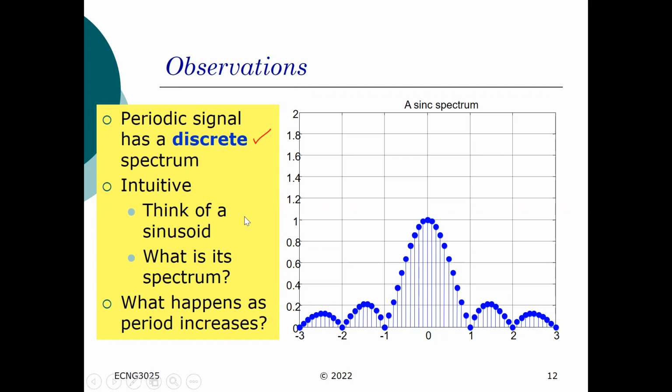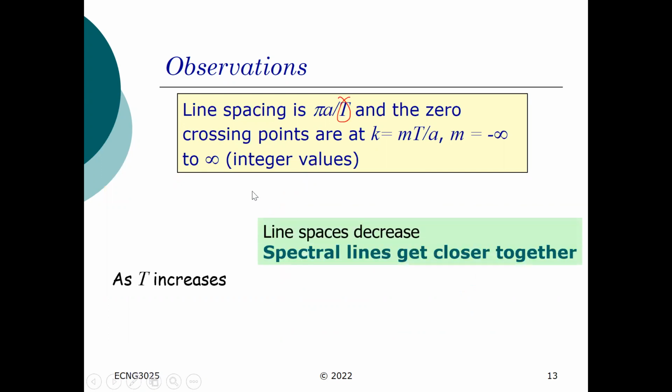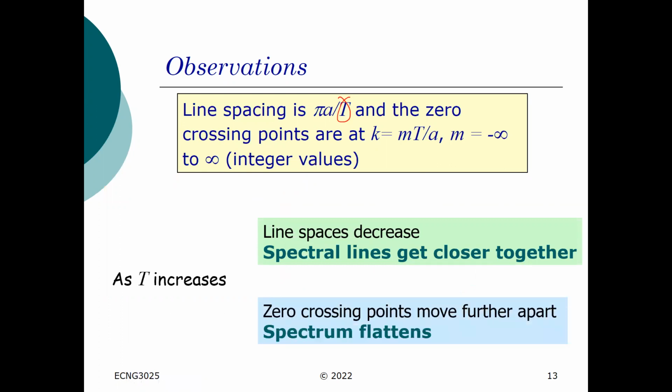How many frequency components does a single sinusoid have? One. So a continuous time sinusoid has one frequency component, in other words, one discrete value. So all periodic continuous time signals have discrete spectra. What happens as the period increases? As the period T increases, the line spacings get closer and closer together, and the zero crossing spectrum moves further and further apart.